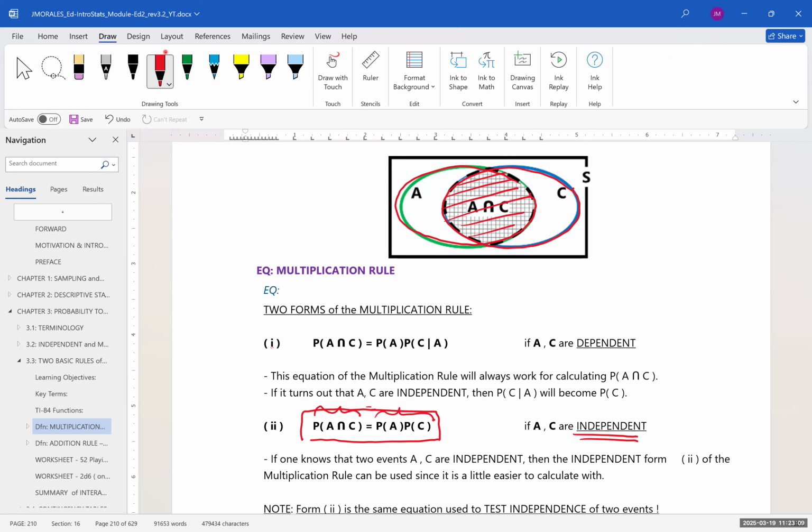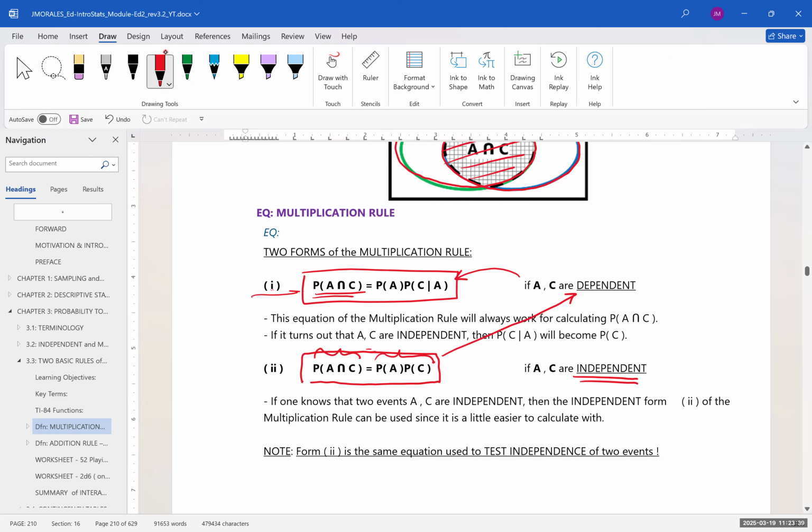If it fails this test, then they're not independent. The two events are dependent. And since they're dependent, then to calculate the probability of the intersection, you had to use a different rule, or a different equation. That's this one.